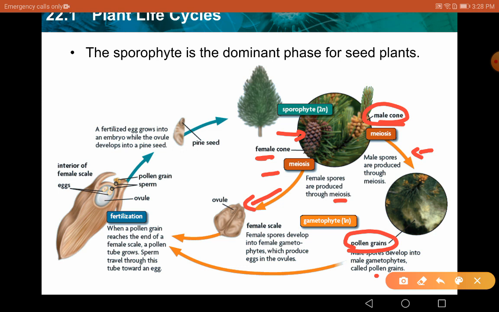After this, pollen grains meet the eggs, and the result will be the process of fertilization. The fertilization process will result in the formation of a fertilized egg, which will grow to form an embryo, while the ovule surrounding it will form the pine seed. The pine seed will grow again to form the sporophyte, and so on.